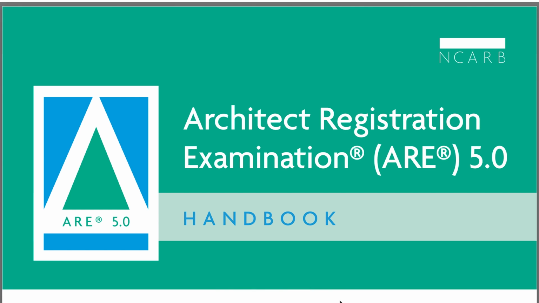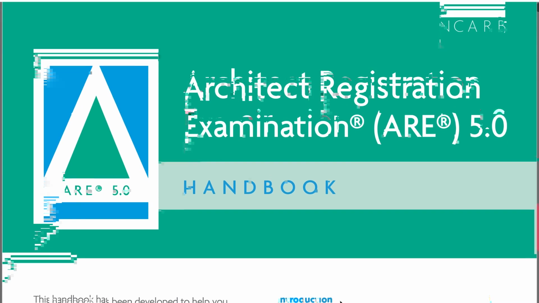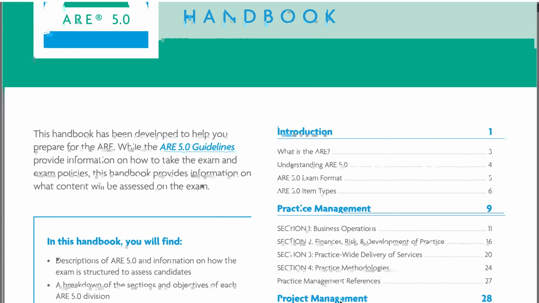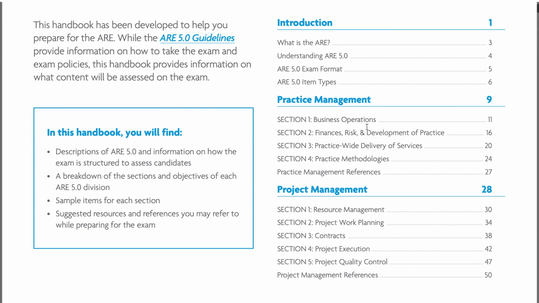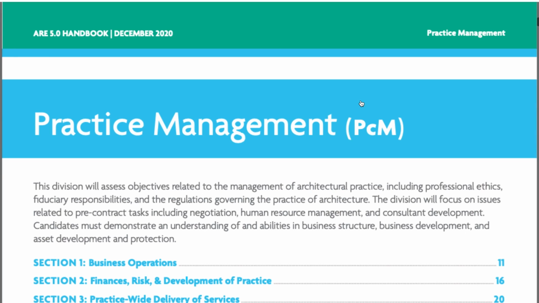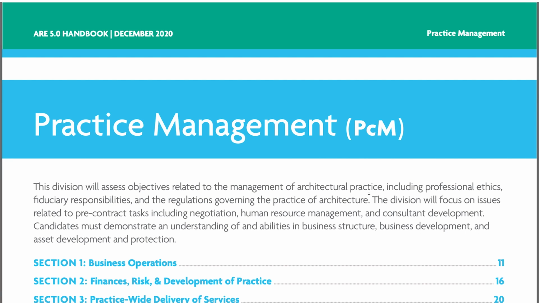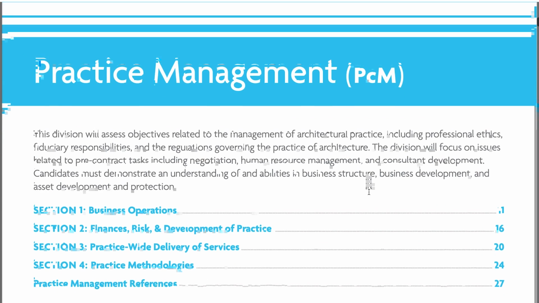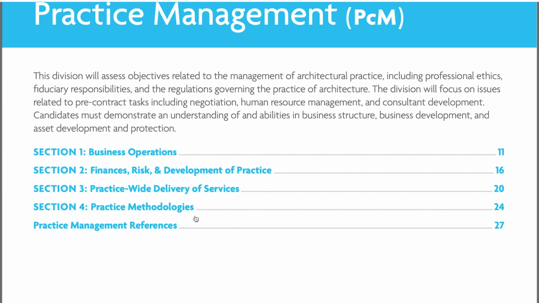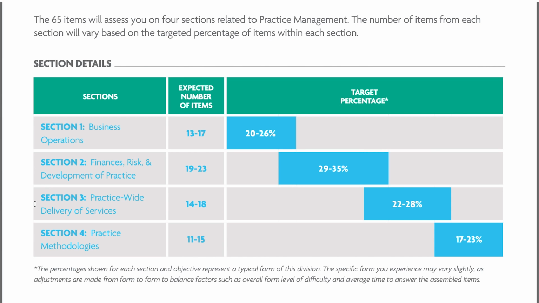Now on the study material, I begin by getting familiarized with the AIA Handbook. It gives you a general explanation on the exam. Practice management is broken down into 4 sections. In the section details, it shows you the expected amount of questions per section.